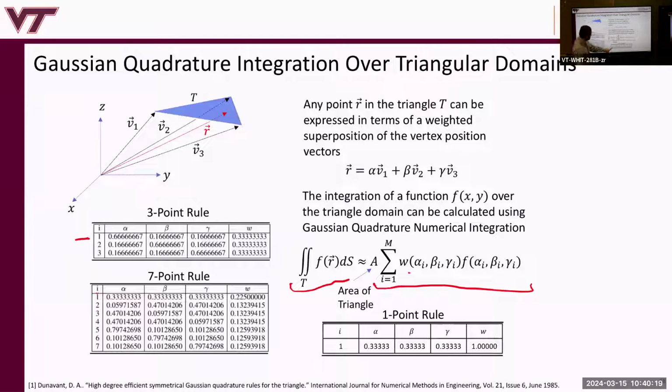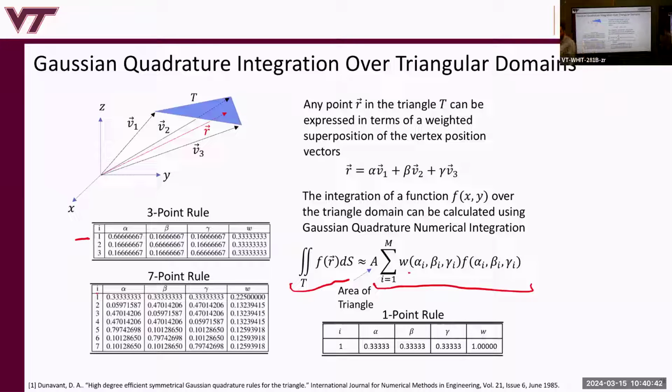So is it clear? Here, for example, a 1-point rule. 1-point rule means that alpha, beta, and gamma we multiply by 1/3, which means it puts us right at the center of the triangle by the formula for the centroid of a triangle. Right? It's the exact same formula. You take the 3 vertices and you multiply them by 1/3, and you sum them up. You get the center of the triangle. And then the weight coefficient is just 1.